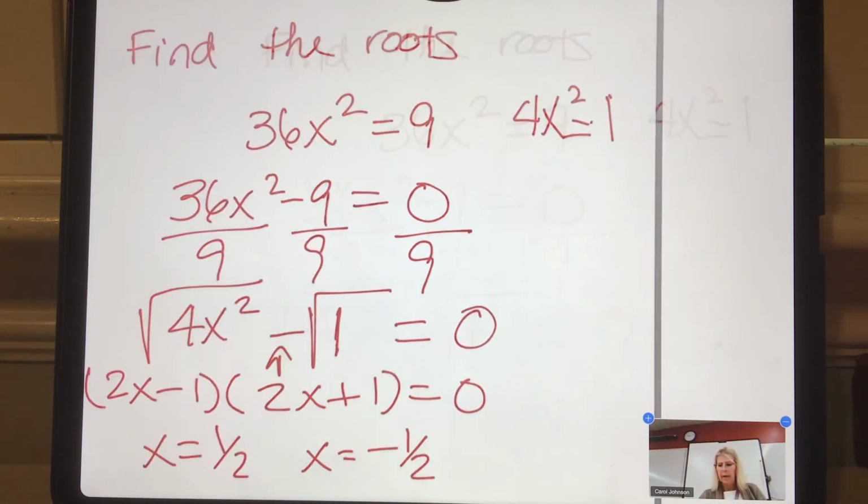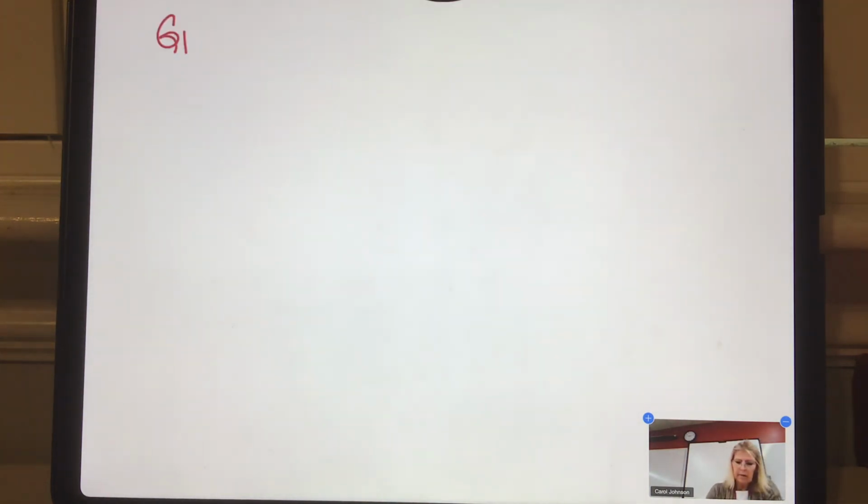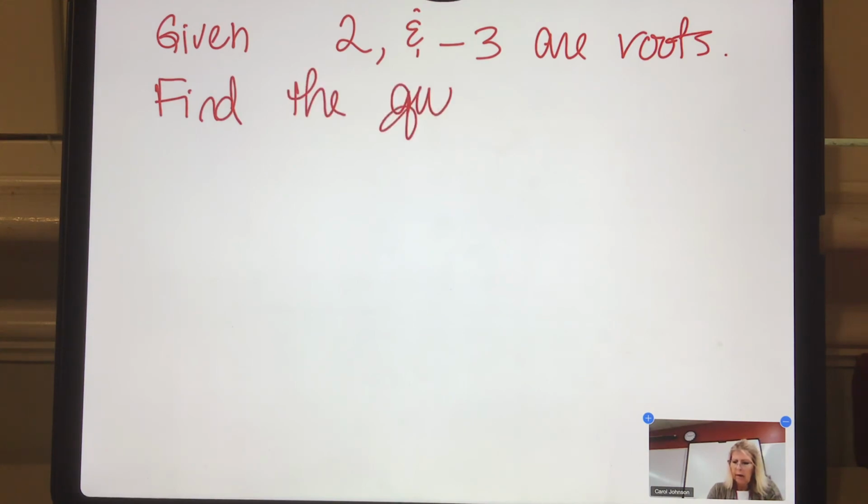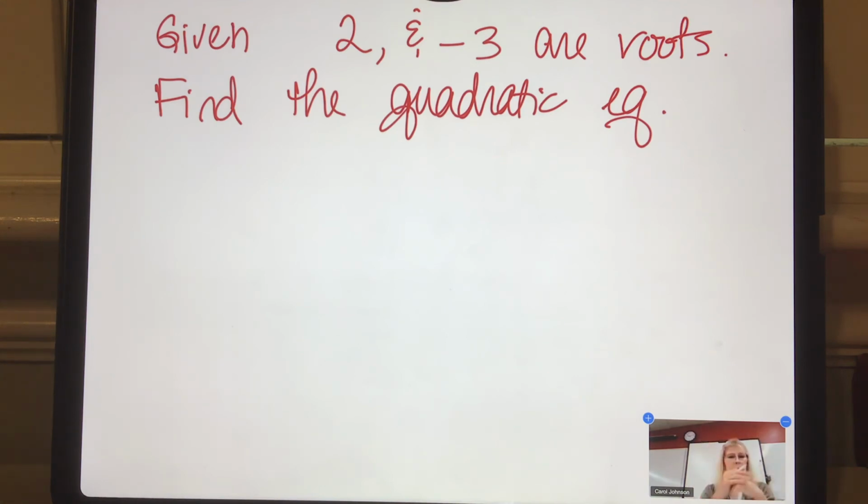All right, last problem. They're going to say, given 2 and negative 3 are roots, find the quadratic equation. Okay, now you're going backwards. Given the roots of the equation, go back and find what the original quadratic equation was. Does that make sense? Are you tracking?